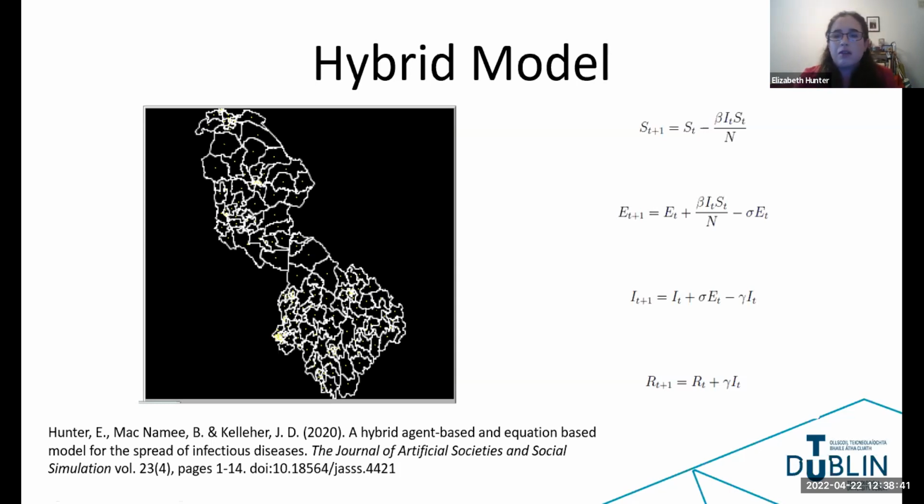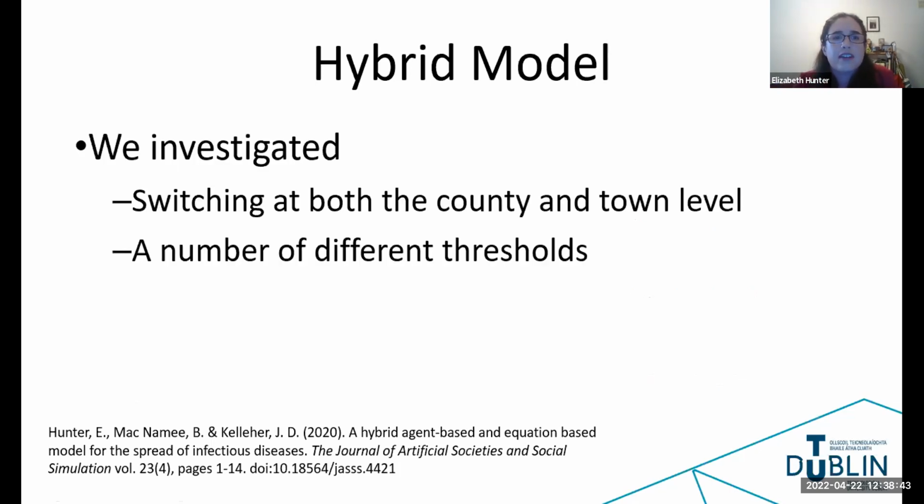And so we had this idea for the hybrid. We investigated switching at both the county and town level, so that we have one set of equations for the whole county, or each town has its own set of equations, and each town reaches the threshold and switches. Then there were a number of different thresholds. So we switched at the 5%, 10% level, and so on.